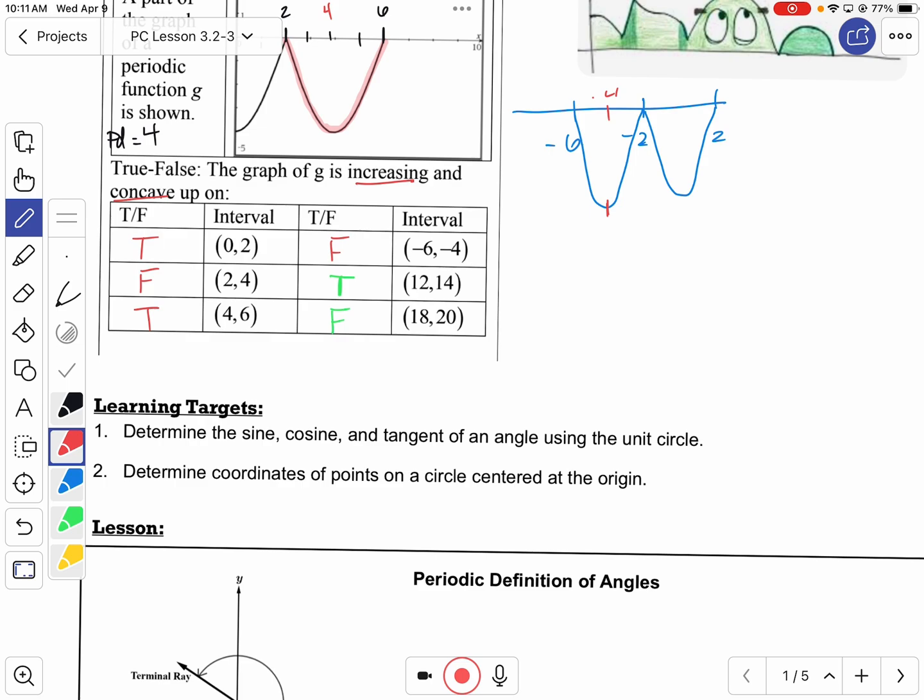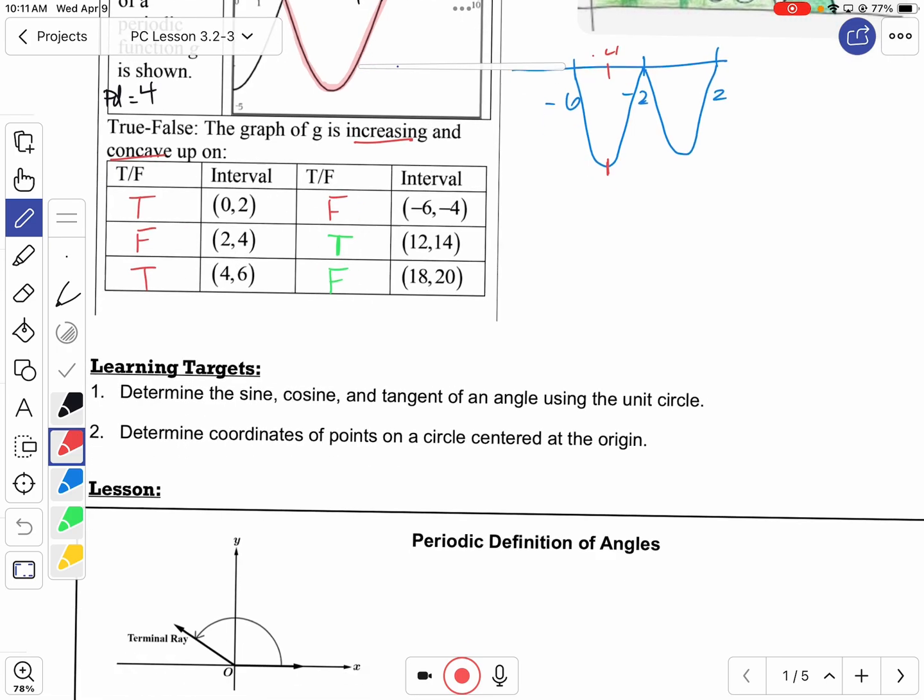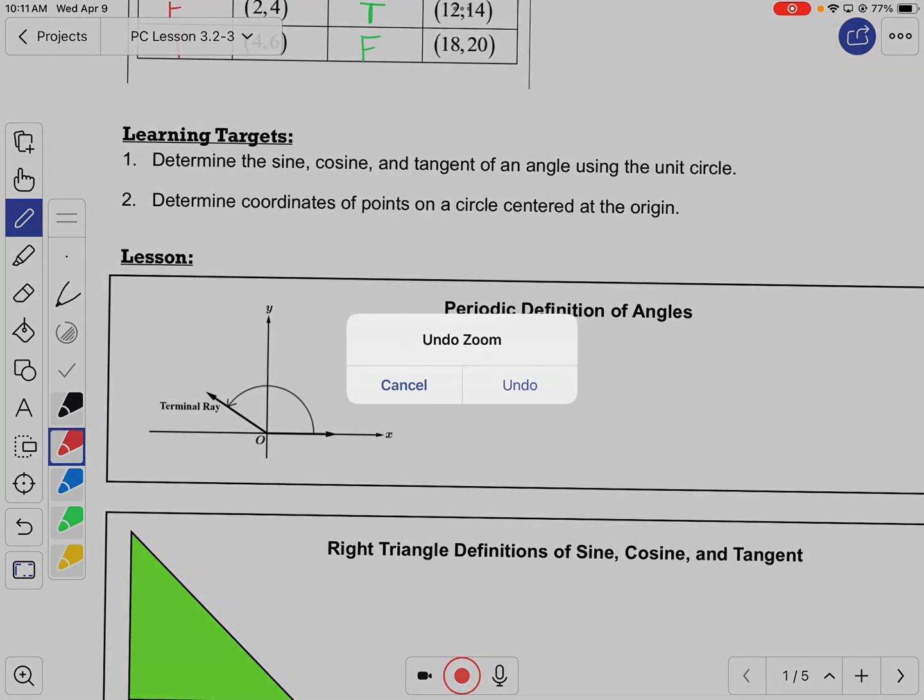Notice it doesn't say unit circle, it says a circle. And so we're going to talk about how what we know about the unit circle extends to all circles, all right, which is nice.